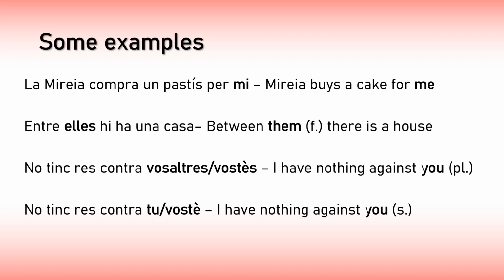Second example, entre elles hi ha una casa. Entre is a preposition which means between. So in English you would say them, and since it is a group of females, you say elles.